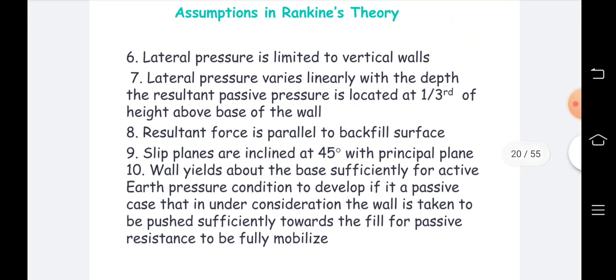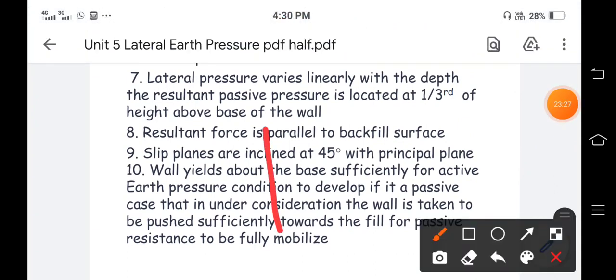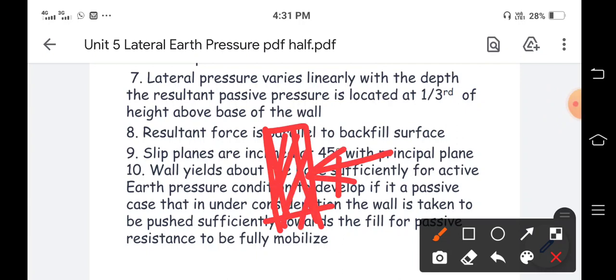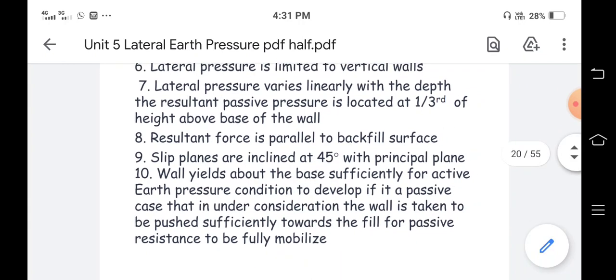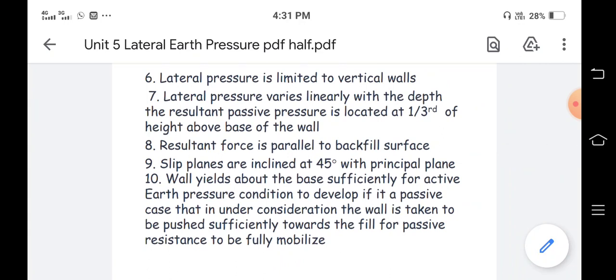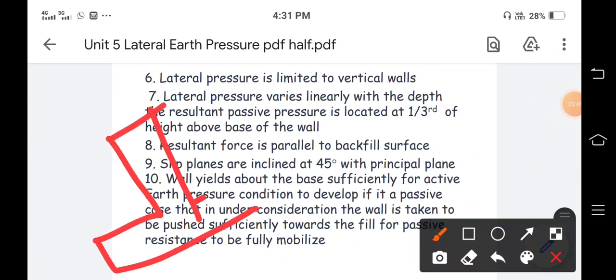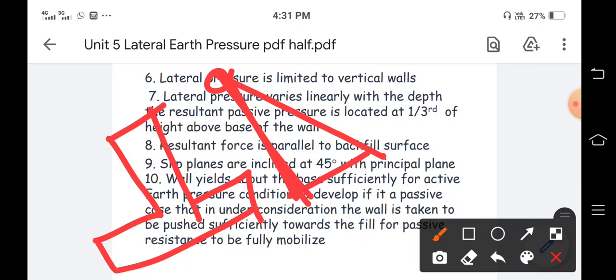So this lateral pressure is limited to vertical walls. It is not acting on any other part, and it is not concerned with the toe or heel portion of the wall. It varies linearly with the depth. If we plot the resultant stress distribution diagram, at the top its value is 0, and as you go deeper its value goes on changing, and at the base its value is Ka gamma h.